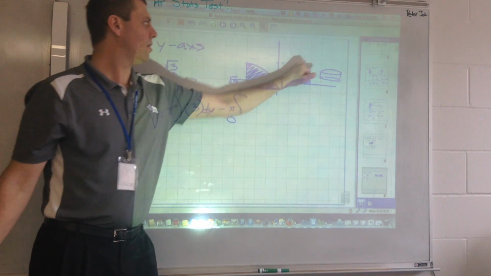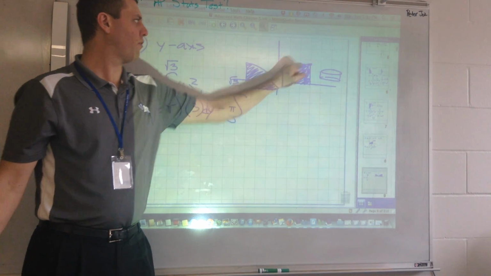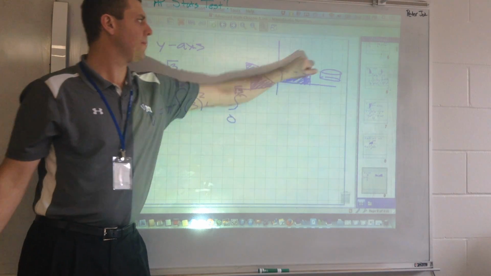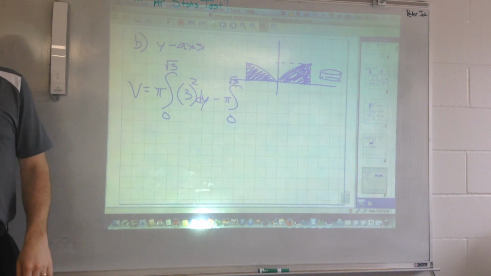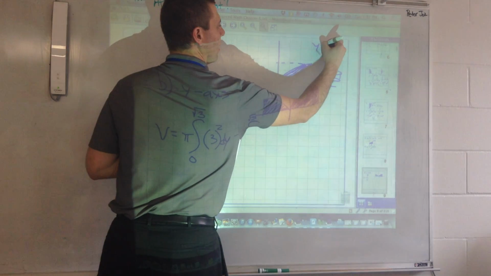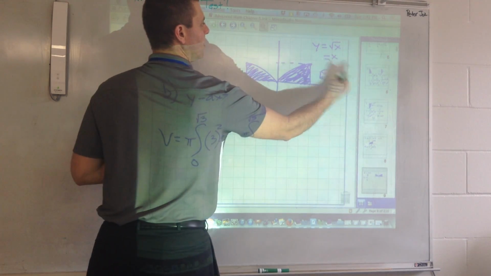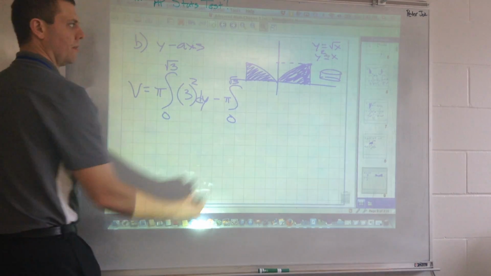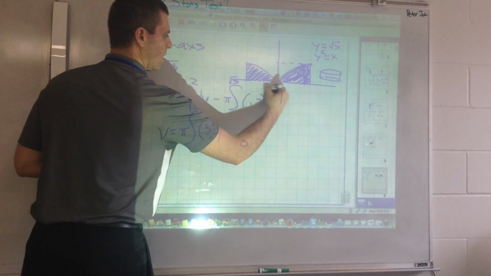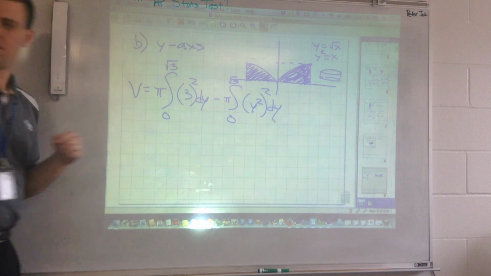What is this function here in terms of y? If we have y equals the square root of x, then what would x equal? Y squared. Y squared.